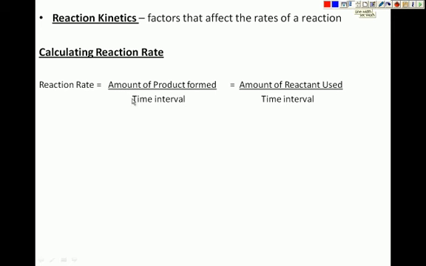Reaction rates will vary as a reaction proceeds. They might be very fast at the beginning and then slowing down later at the end. And so we have to make sure that a specific time interval is used. And it can be the amount of products formed over a time interval, or it can be the amount of reactants used over a time interval. Now, this will form the same reaction rate because of the conservation law of mass. So either one can be used to calculate the reaction rate.